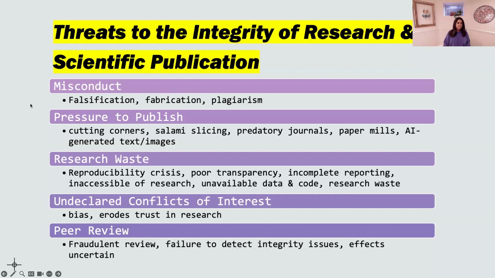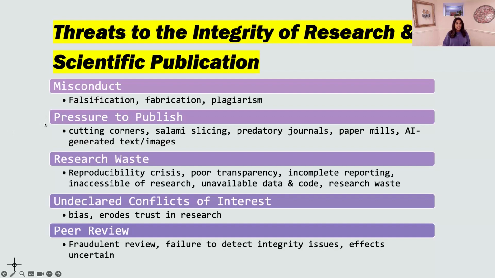And so this leads to research waste. We've heard of this term reproducibility crisis. So it's possible that there's a lot of research out there that we're not able to replicate. It's not transparent. The reporting isn't complete. Research is also inaccessible much of the time, as well as the data and code from that research. And this all leads to research waste.